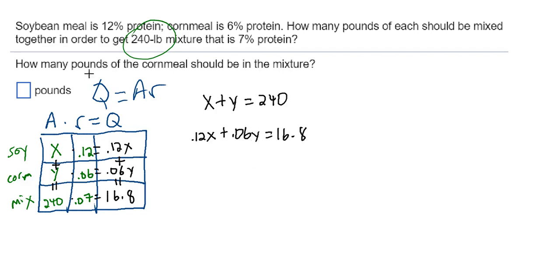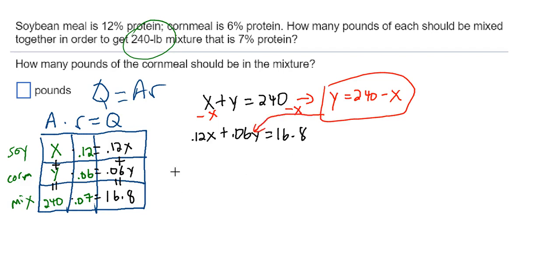And now we have a system of equations to solve, which we will do the same way we've done all of them so far with all of these word problems. We will use substitution. So we'll solve this for Y. We get this. And then we'll plug that into the second equation. So we get 0.12X plus 0.06Y, which is 240 minus X, equals 16.8.